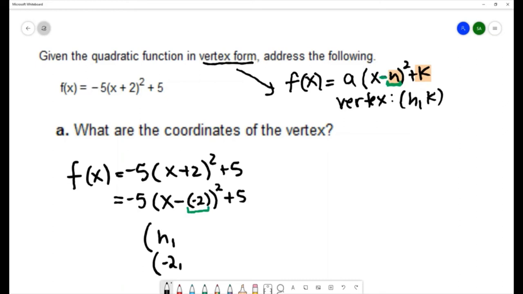And then k is the y-coordinate of the vertex. That's the number that's either added or subtracted on the end here, and that's our value of k. Our k is 5. And we have the vertex of our quadratic being the ordered pair (-2, 5).